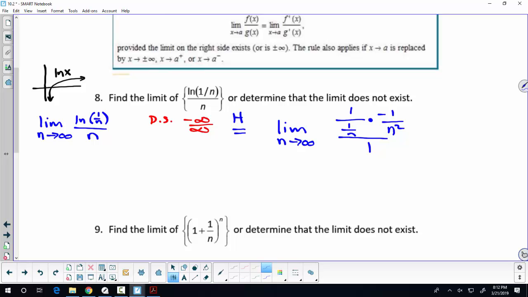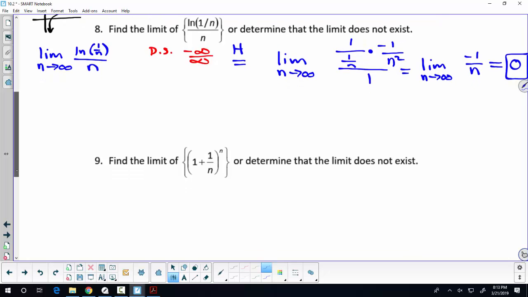So we just have the top, and it's 1. So we've got a negative 1 over n. And that limit is 0. So the sequence ln of 1 over n is a sequence that converges to 0. Do y'all have any questions on that?